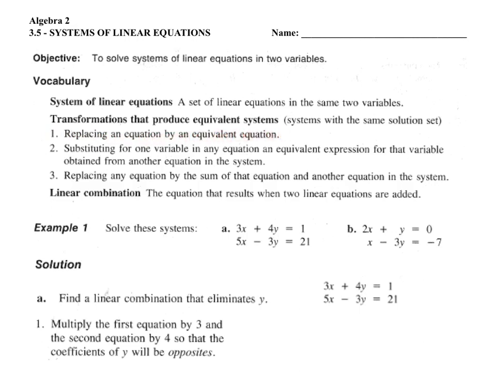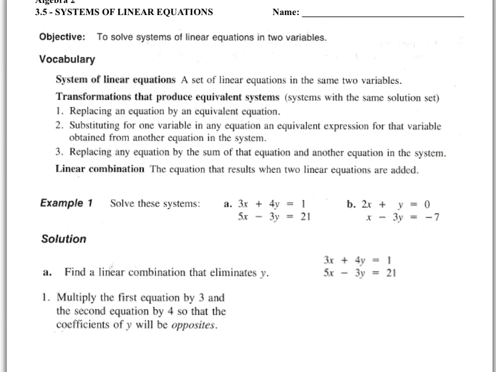The second thing we can do is substitute for one variable in any equation that variable as an equivalent expression. And then the third thing we do is replace any equation by the sum of the equation and another equation in the system. Basically, we can add two equations together and replace one. So we're going to look at two examples. The two examples we're going to look at are here.